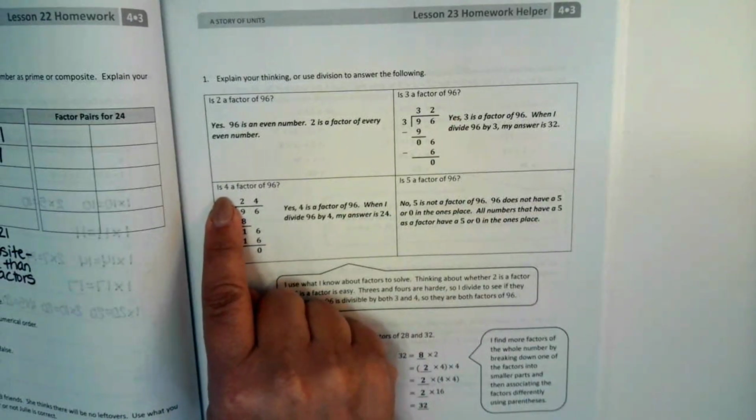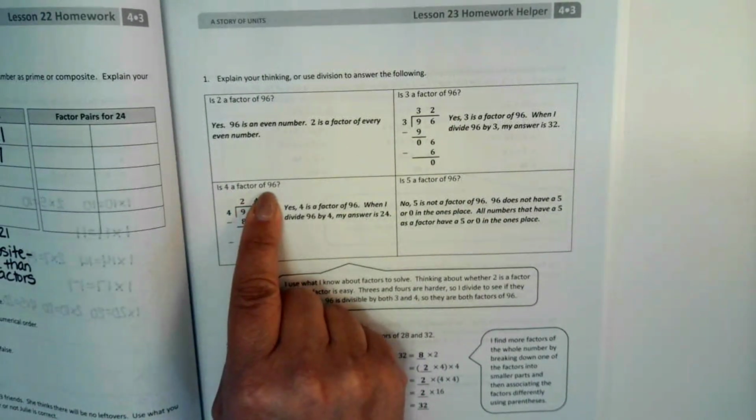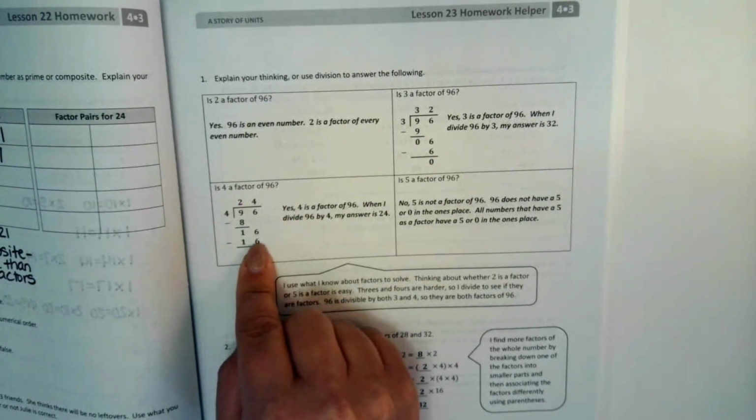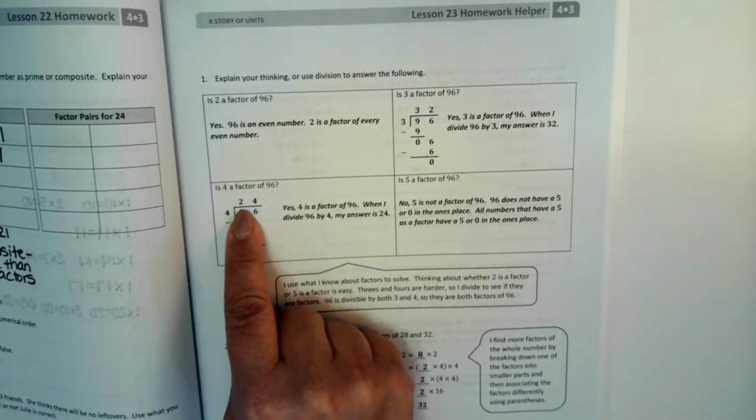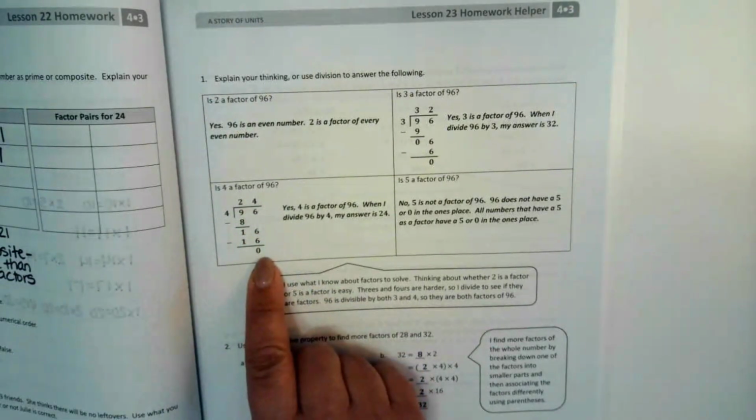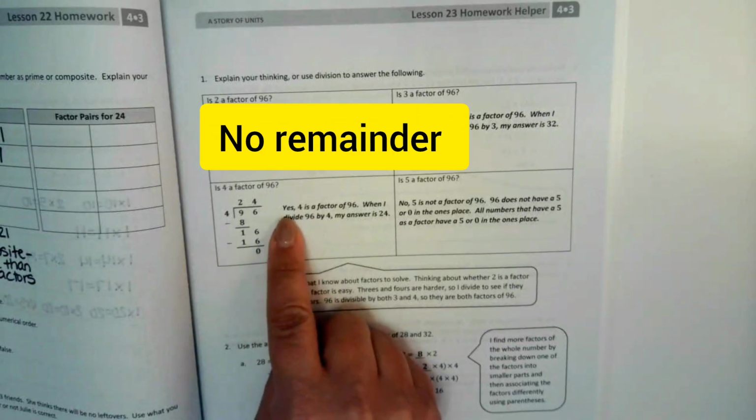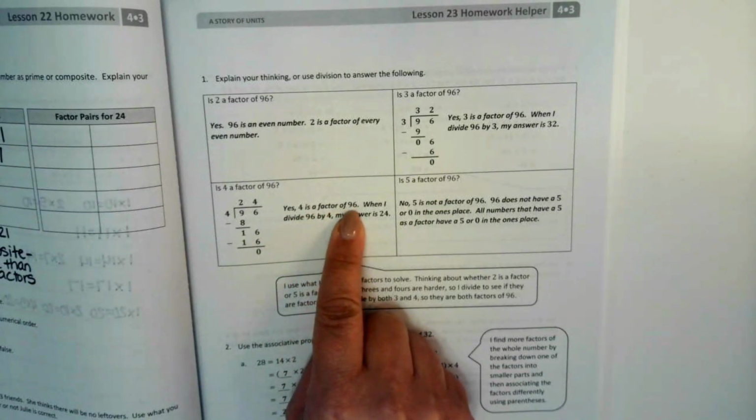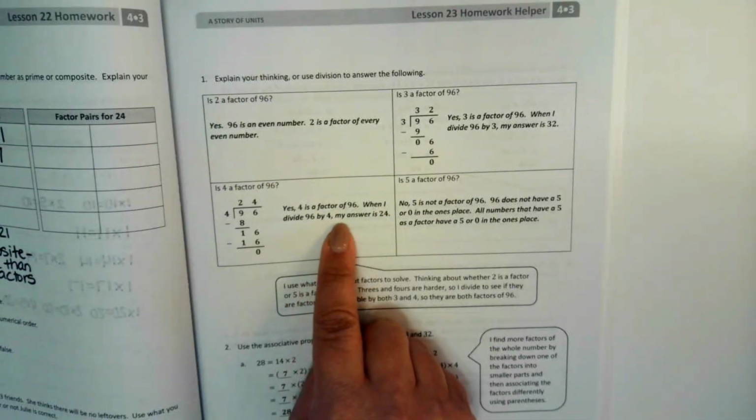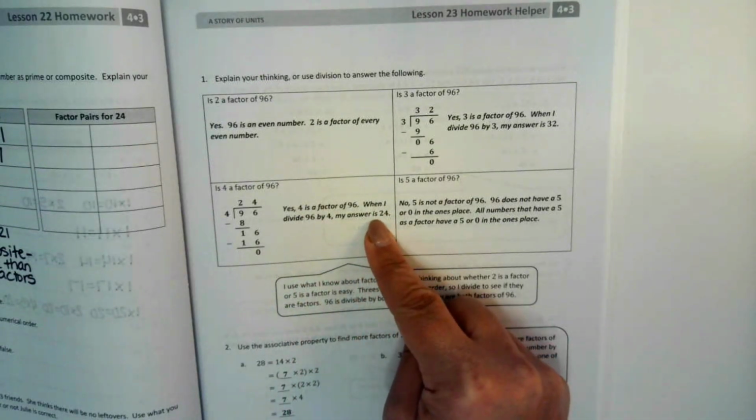Let's look at this one. Is 4 a factor of 96? They checked using division. 96 divided by 4. They got a quotient of 24 and no remainder. So that means yes, 4 is a factor of 96. When I divide 96 by 4, my answer is 24.